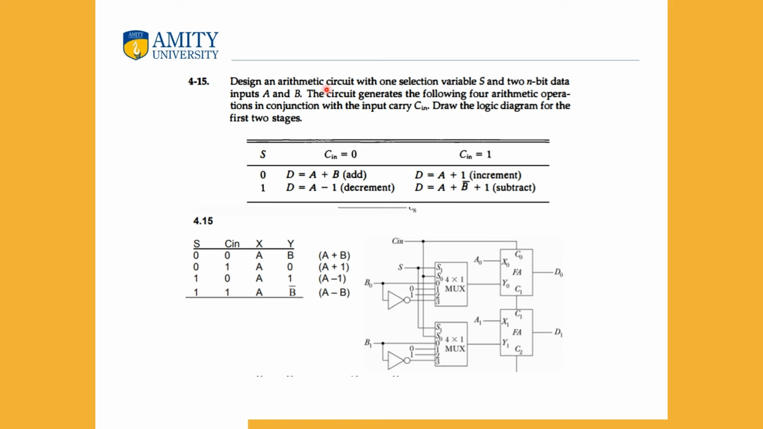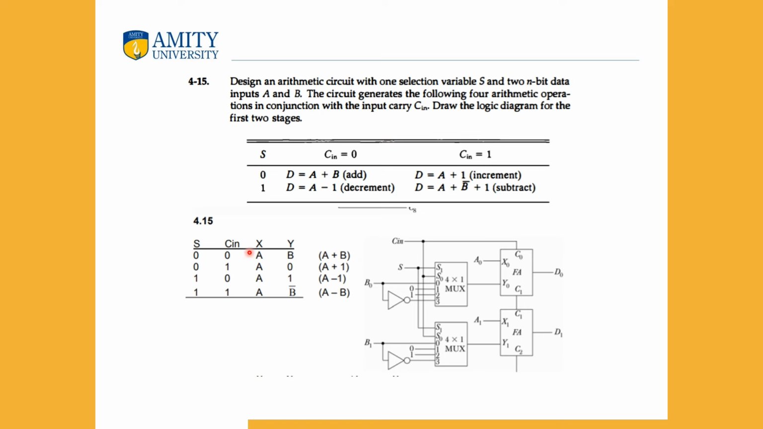The next question is to design an arithmetic circuit with one selection variable S and two n-bit data inputs A and B. So A and B are two data inputs of n-bit size, and we have a selection S. The circuit generates the following arithmetic operations with the carry in. First we look at the table. S is the selection, 0 and 1, and we have four operations taking place. When C in is 0, we have addition of A and B. When C in is 1, we have increment of A plus 1 at S0. When S is 1, at C0 we have decrement of A, and at C1 we have subtraction.